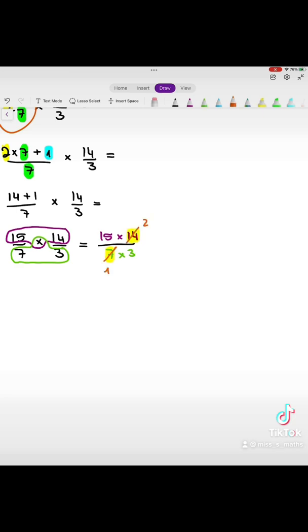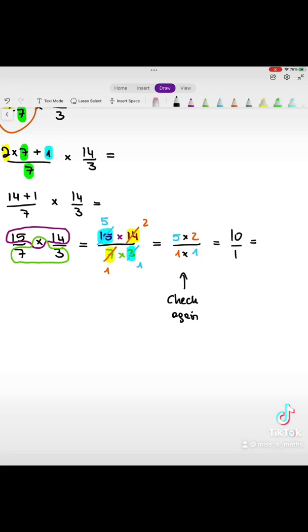So 7 is a common factor of 7 and 14, therefore when we divide by 7 we're left with 1 and 2, and 15 and 3 have the common factor 3, so if we divide here we're left with 5 and 1. So we put all that on a new fraction line. Double check now if you can simplify again. It's possible sometimes, and then once you made sure you can't simplify any further, you multiply and you get your answer 10.